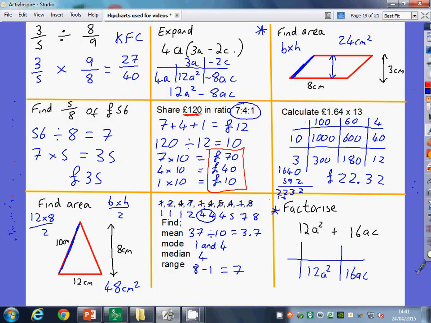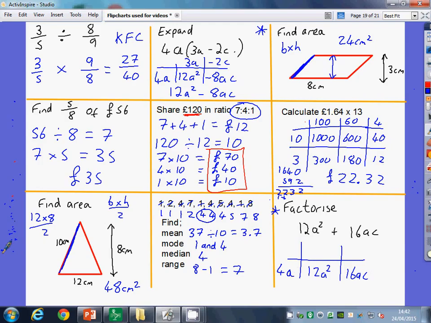So what number goes into both 12 and 16? Well, 1 does, but obviously that's not going to help. 2 does, and 4 does. So we choose the largest number that goes into it, which is 4, and that goes on the outside. Then let's see if I've got anything else in common. Well, this one's got a squared, that's got an a, and that's got a c. So they've both got an a in as well. Okay, so that can also go on the outside.